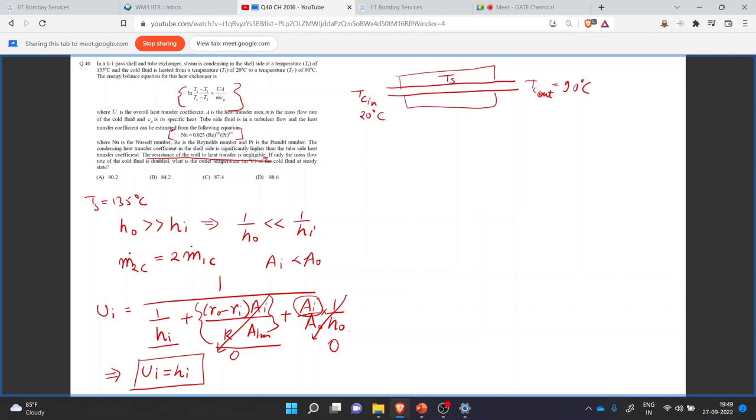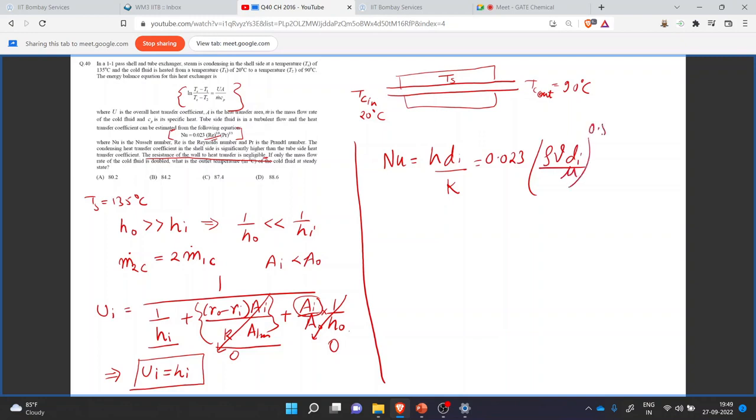Now we can find this hi by using the Nusselt number correlation. So let's just do that. Nusselt number is given as h times the inside diameter upon k. This is written as 0.023 times the Reynolds number, which we can write as rho V Di upon mu, raised to 0.8. Similarly, the Prandtl number will be Cp mu by k. Let's just keep it as Pr only, raised to 1 by 3.